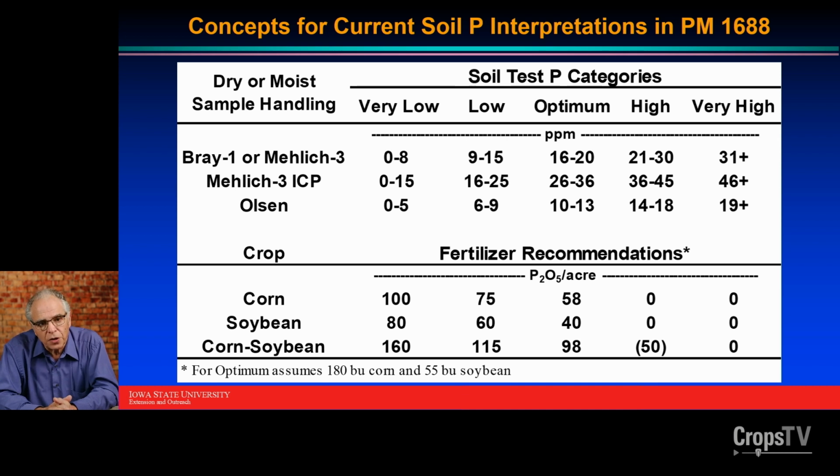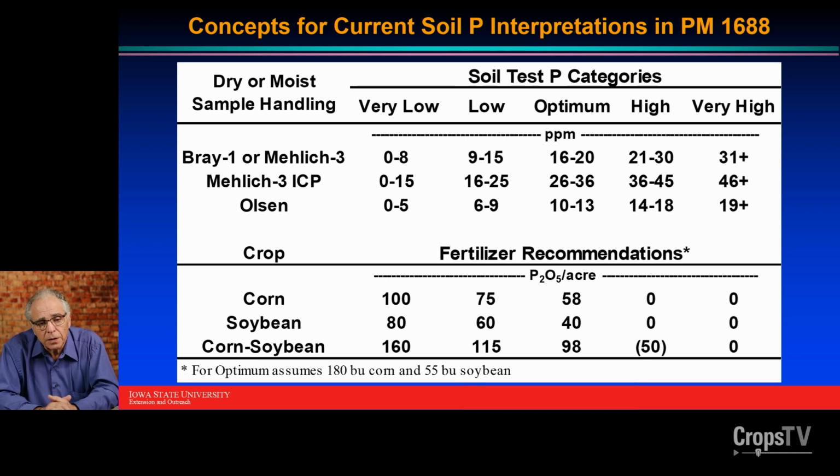Then we have the Mehlich 3, when it's the same extractant, but when it's measured by ICP. Several labs are using that now. I'm not going to get into details, but with this ICP method of measuring the extracted P, we get higher numbers. So we need to have a different yardstick.